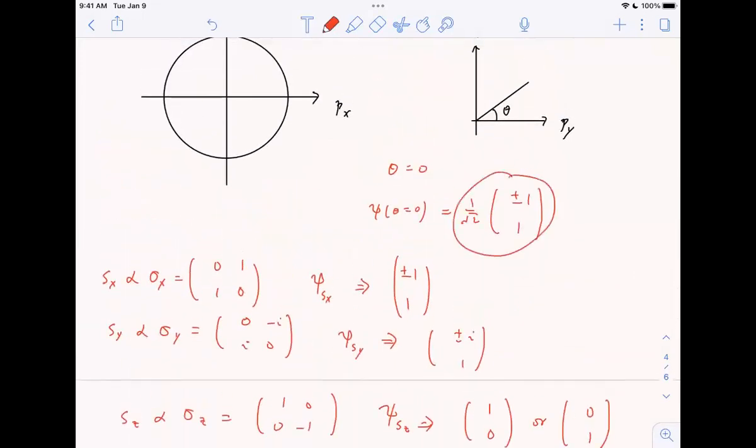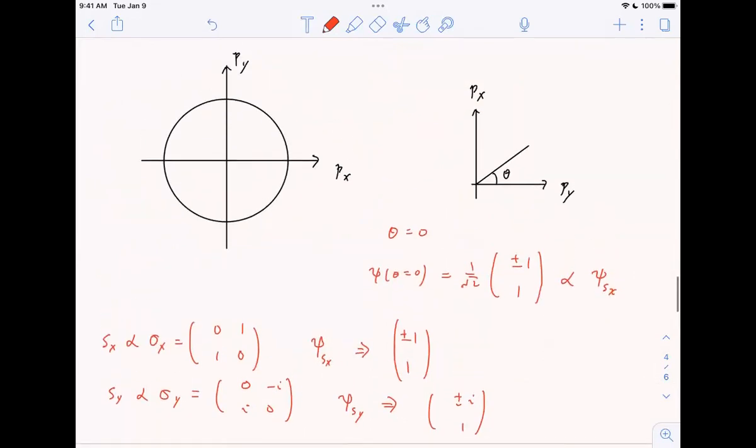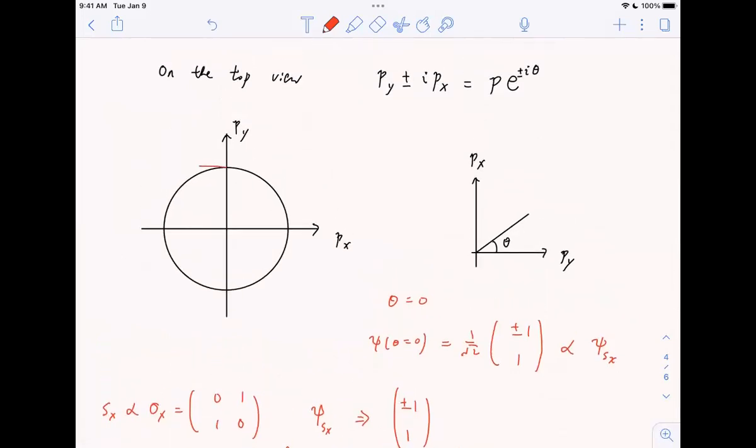Okay, you look at here. What is this? This is proportional to the Sx eigenstate, this one. So the spin is pointing in the what? In the x direction. And which direction depends on whether you are dealing with a positive energy or negative energy. Okay, so here, when you're in the y, then if you are dealing with negative energy, then it will be this direction.